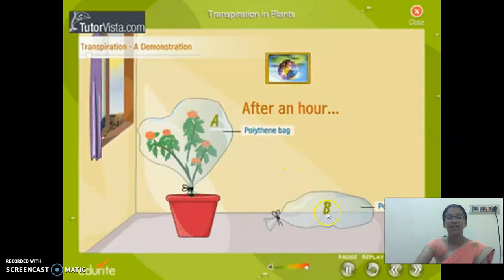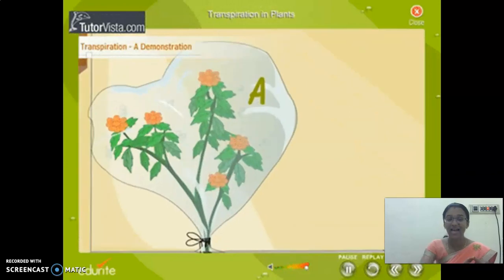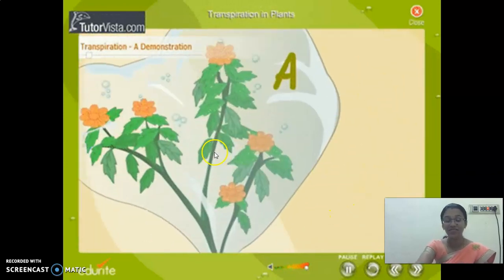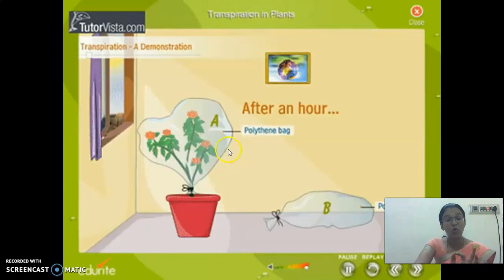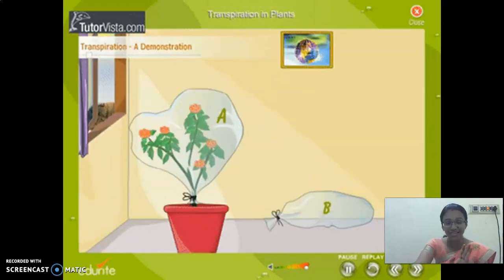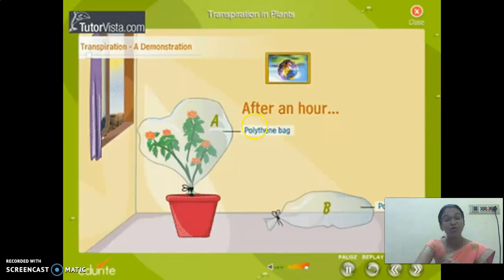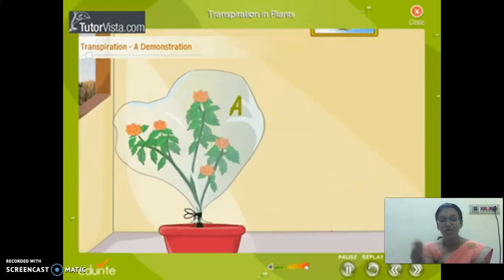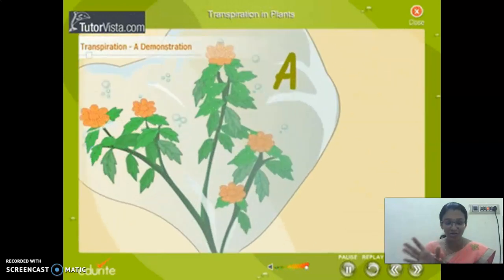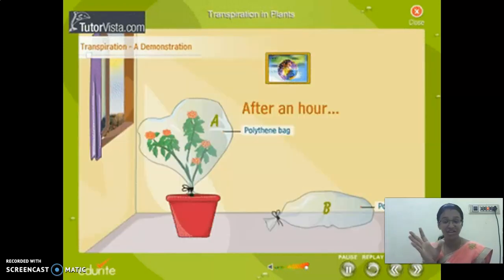And then tie one more empty polythene bag as in figure B. Clear children? Just do it, okay? Leave it for a few days and observe what happens inside those polythene bags. You will observe droplets of water, the moisture content, in the polythene bag. But in bag B, you are not able to see anything. It will be as you left it. But in bag A, you are able to see the moisture and water droplets on the polythene bag.